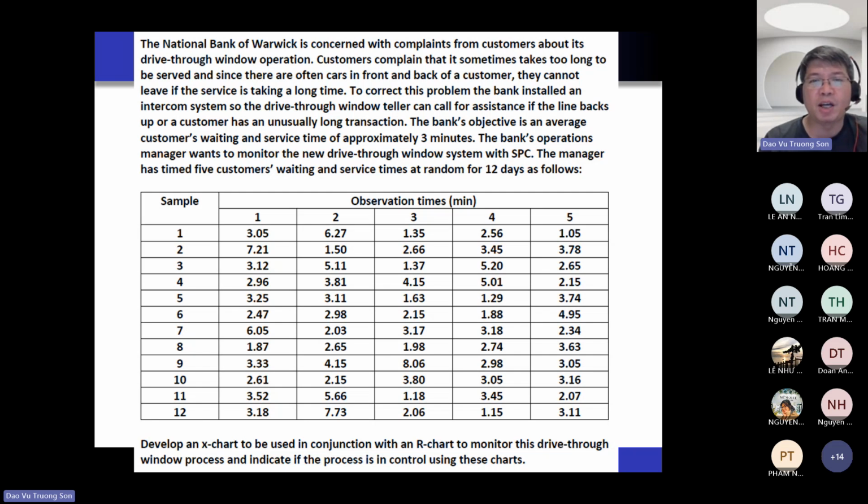You can see the service time varies significantly. Sometimes the service time per customer is like 1.5 minutes. Sometimes it can be like 8 minutes or so. So it varies very significantly. Your job is to develop the X bar chart and R chart to see whether the customer service process at this bank is stable using X bar and R charts. You can calculate manually or you can use Excel. It's up to you. So let's try.